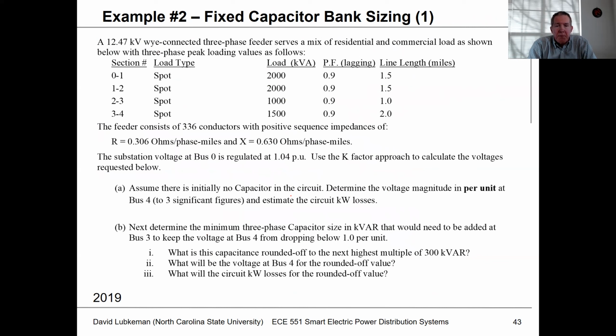This is a little bit more sophisticated case where we're looking at a system and I want to do a fixed capacitor bank size. I start off with doing a base case calculation. And what I want to do now is figure out how much capacitance I need to add in K-bar at bus 3 in order to keep the voltage at bus 4 from dropping below 1 per unit. And so I'm going to round this off to the next 300 K-bar.